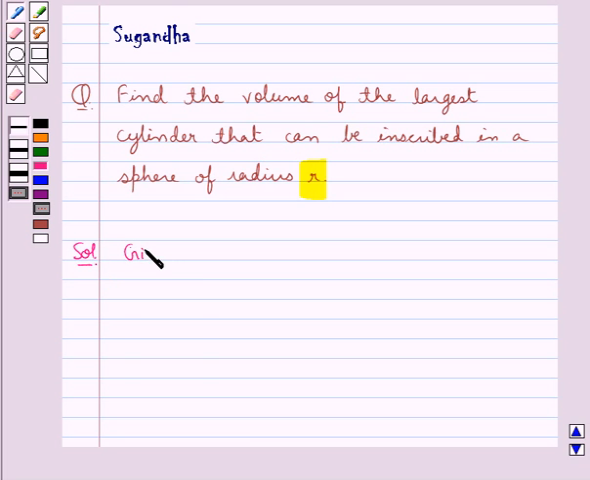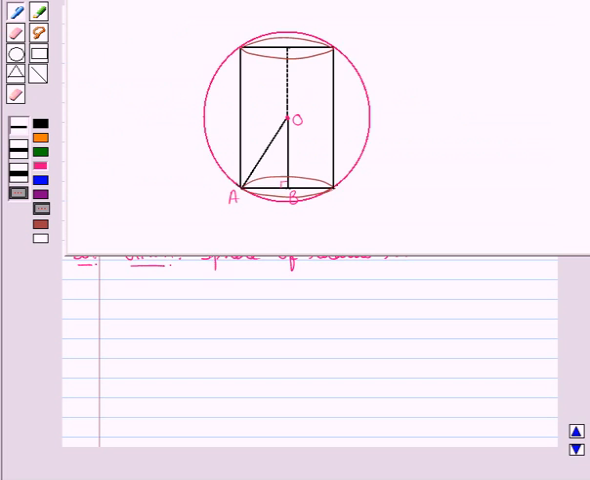We are given a sphere of radius R. We need to find the volume of the largest cylinder that can be inscribed in the sphere of radius R. Consider this cylinder inscribed in the sphere. Let H be the height of the cylinder inscribed in the sphere.